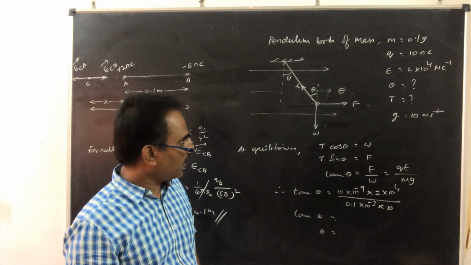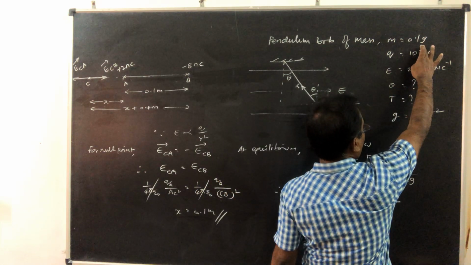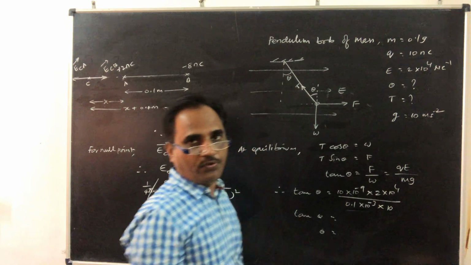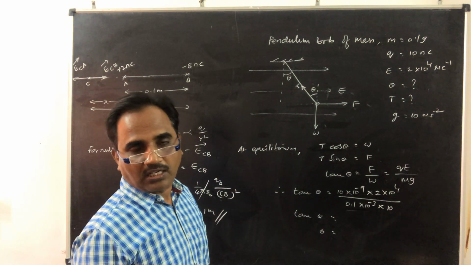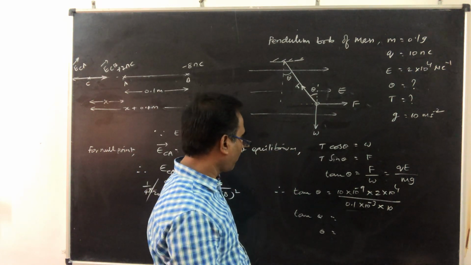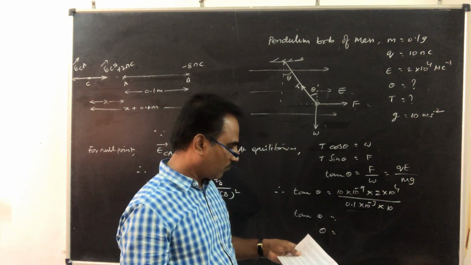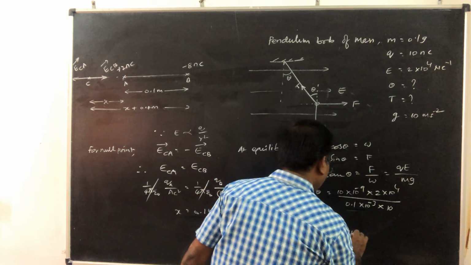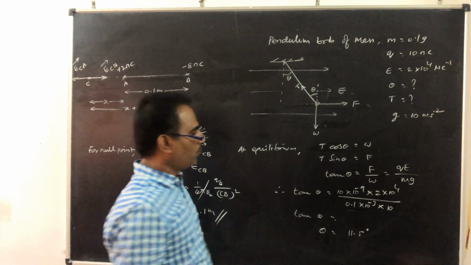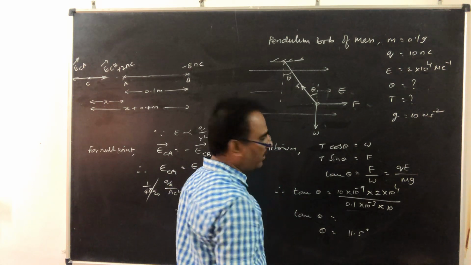You must be very careful regarding this substitution. This mass is given in gram, so while doing substitution you have to take it in kg like this. If you forget about these conversions, ultimately you will end up with a wrong answer. So take care of these units particularly. You do this calculation and you find theta in this problem comes to be nearly 11.5 degree.